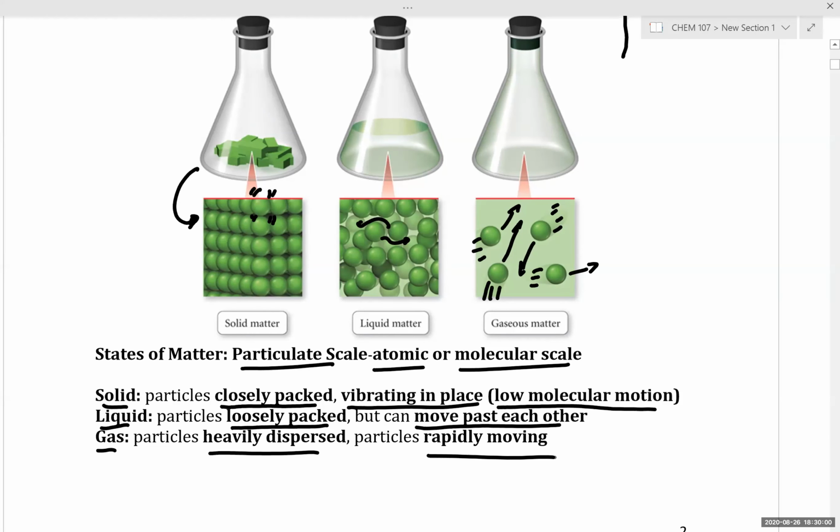Okay, so we start to see a link between the microscale properties, how the atoms are arranged and how much freedom of motion our atoms and molecules in our sample of matter have, and the bulk physical properties. That is the goal of chemistry, to connect the microscale, the atomic and molecular scale, to the macro scale, which is what we can see with our eyes.